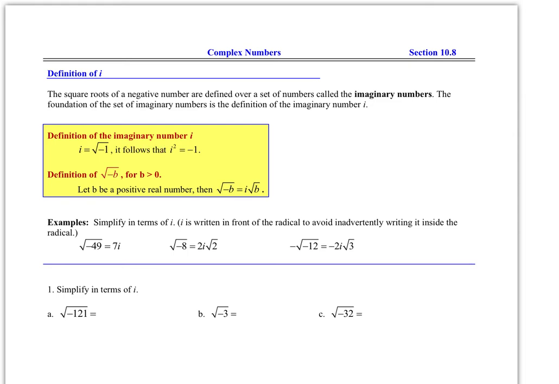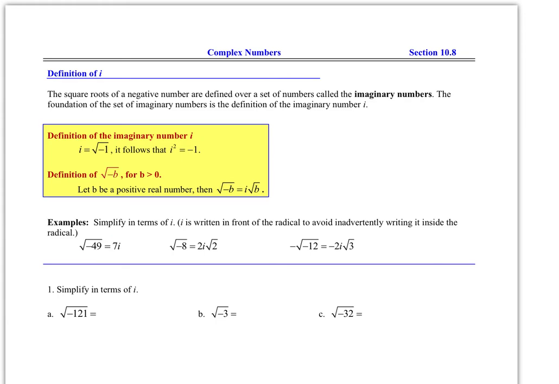Also know that when you square i, so if you say i times i to get i squared, that is equal to negative 1. Okay? If you have the square root of negative b, as long as b is greater than 0, as long as b is positive, then the square root of negative b is equal to i square root of b. Okay, so examples: the square root of negative 49. The square root of 49 is 7, and the square root of negative 1 is i, so you get 7i.